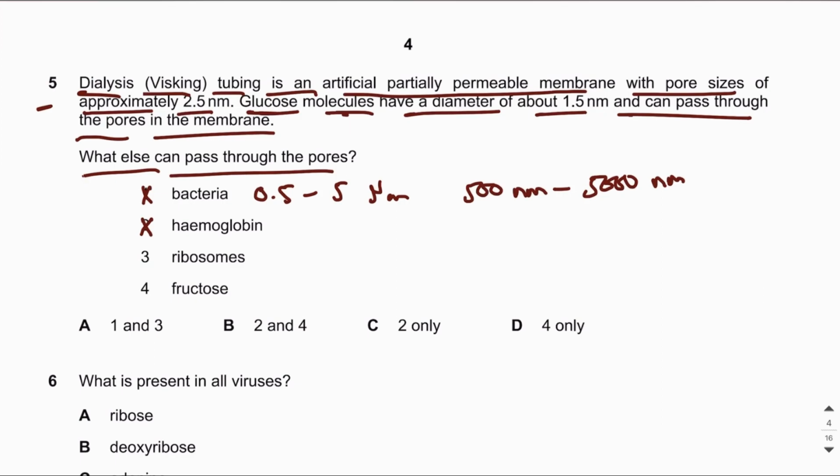So if glucose has a diameter of 1.5 nanometers, an amino acid will have somewhat the same diameter, because glucose and amino acids usually have the same size. But you need to know that hemoglobin is a very large protein molecule made up of many amino acids, so obviously it has a size much greater than 2.5 nanometers. So hemoglobin cannot pass. Ribosomes cannot pass because they have a size of 25 nanometers, greater than 2.5 nanometers, and fructose can, however, pass because fructose is a monosaccharide, a hexose just like glucose, and they almost have the same size. So only fructose can pass. The answer is D, 4 only.